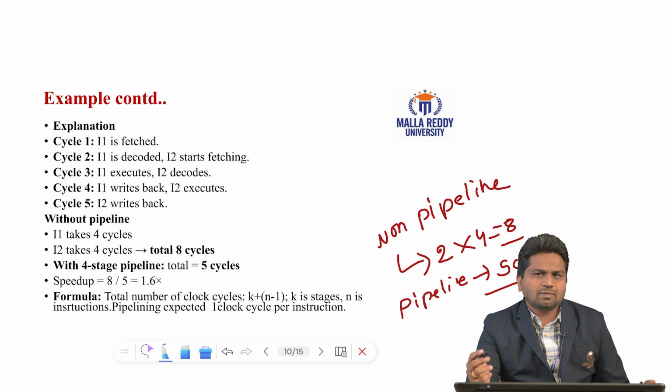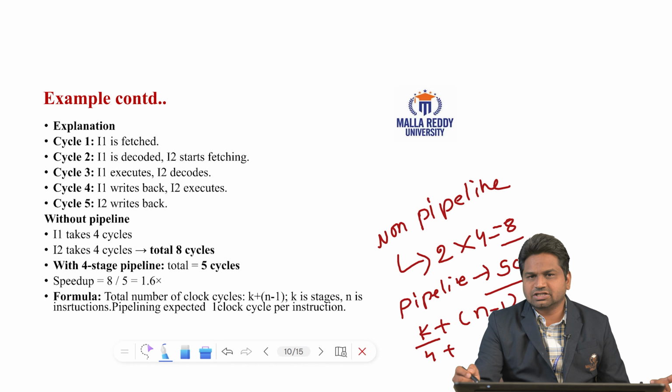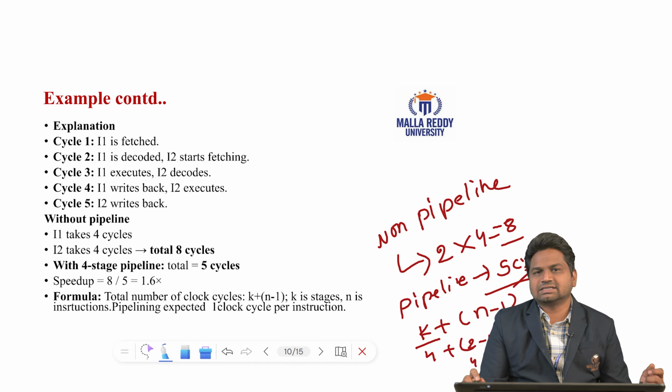And what is the formula we can use for this? k + n - 1. How do we get this? k is the number of stages. Here we implemented 4 stages, so k is 4. n is the number of instructions. Here I used 2 instructions, so 2 - 1 is equal to 1. So 4 + 1 is equal to 5. These are the 5 cycles of time.